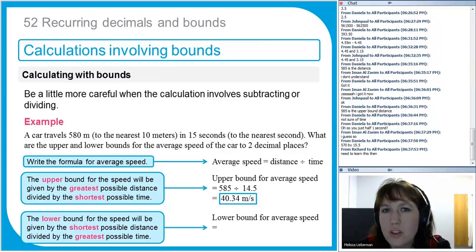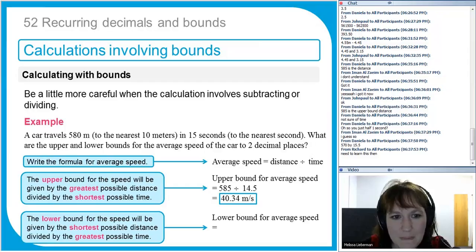So what's the lower bound for the speed? What's the lowest that this speed can be if we rounded to the nearest 10 meters?